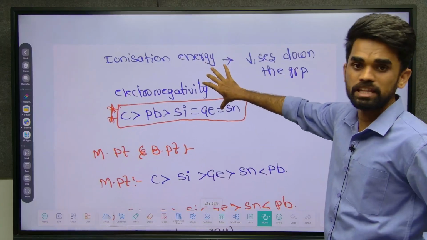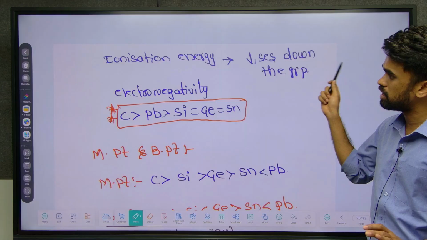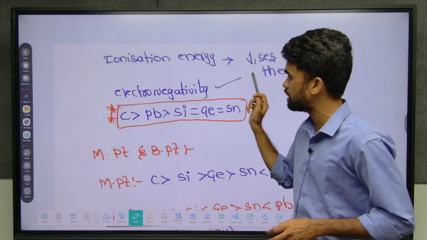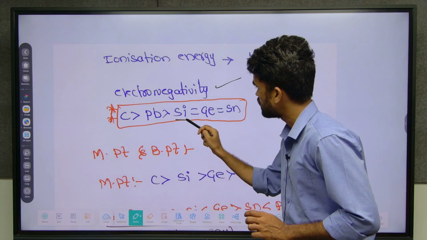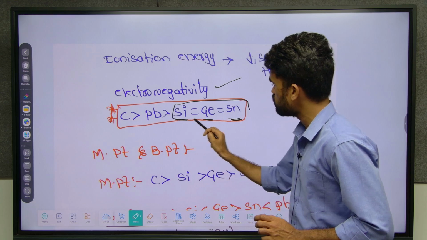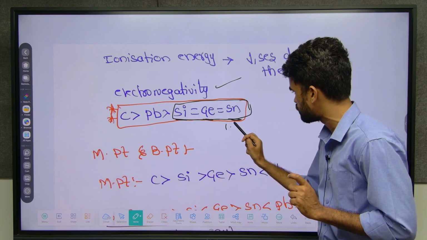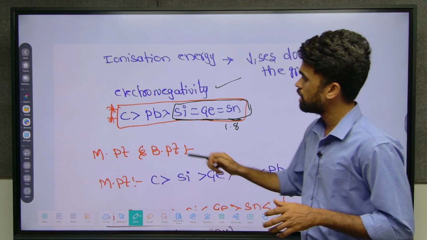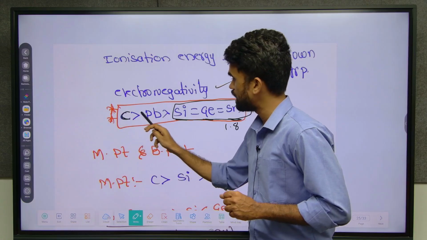Next one, ionization energy. So down the group what happens to ionization energy? Decreases. So there is no change here, decreases down the group. Next, what about electronegativity? This also decreases, we know, but here silicon, germanium, tin have almost equal electronegativity, almost around 1.8. What is the value? 1.8. Okay, so which is the highest one? Carbon, around 2.5. Then next, lead.